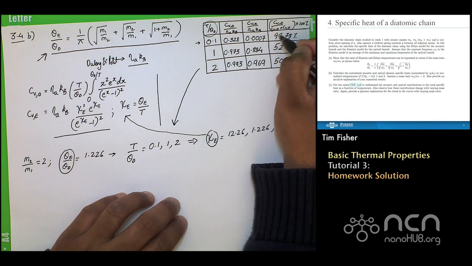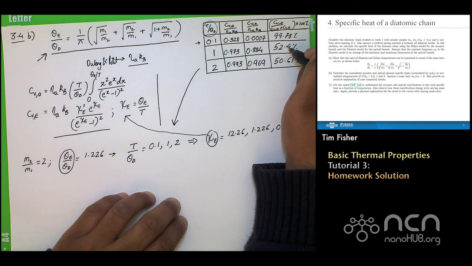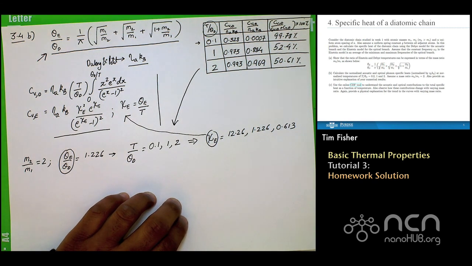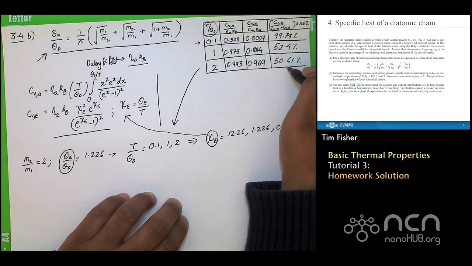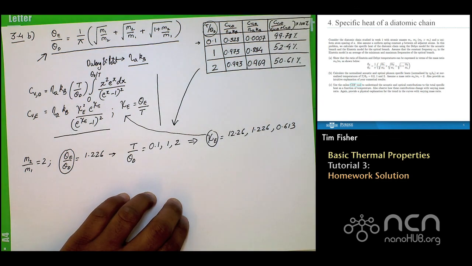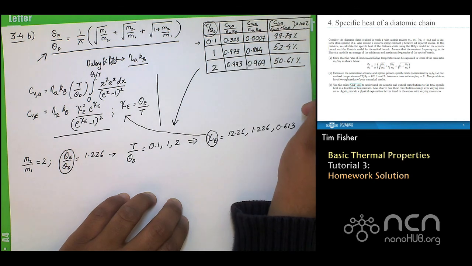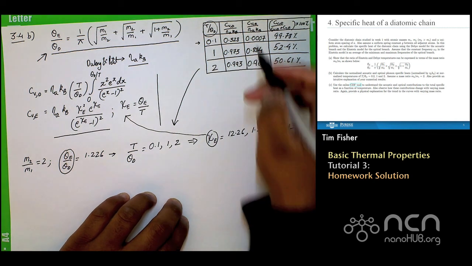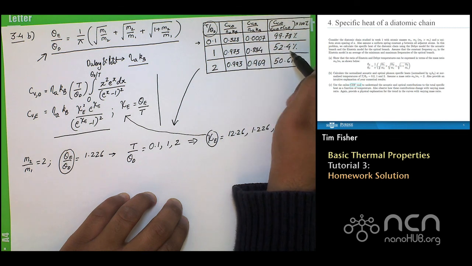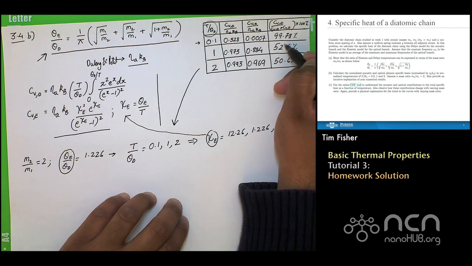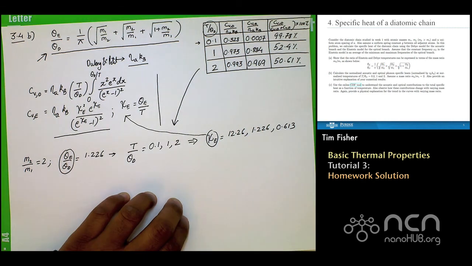And therefore, we can note from the final column that at low temperatures, the majority of the specific heat comes from the acoustic phonon branch, and at high temperatures, at and beyond the Debye temperature, there's an equal contribution from the acoustic and the optical phonon branch, which can be seen here by the percentages being around 50%.